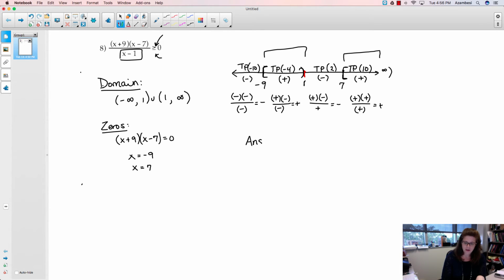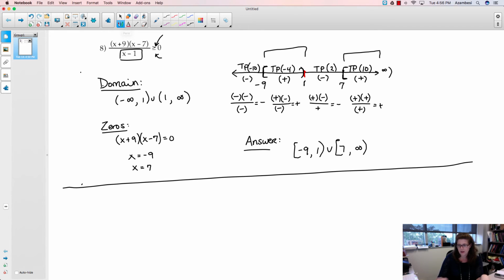So my answer would be from negative 9 to 1. But 1's not included, so a rounded parenthesis at 1. And from 7 to infinity. Those are my solutions.